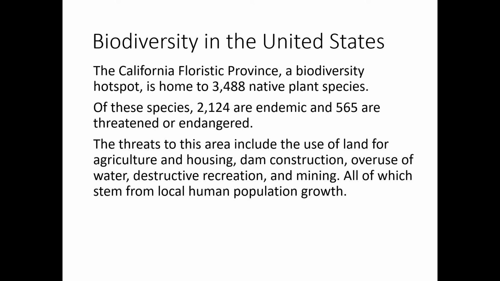The California floristic province has right around 3,500 native plant species, and of these 3,500, over half of them are endemic, meaning native to that area, and then 565 of those are threatened or endangered. And the threats to this area are kind of the same old thing. Dam construction is a unique thing in California, along with overuse of water, but things like destructive recreation, agriculture, and housing, mining is a little bit more of a unique one, but a lot of these are just general, they apply to all different types of areas throughout the world.